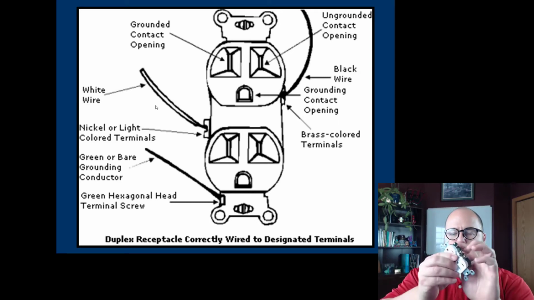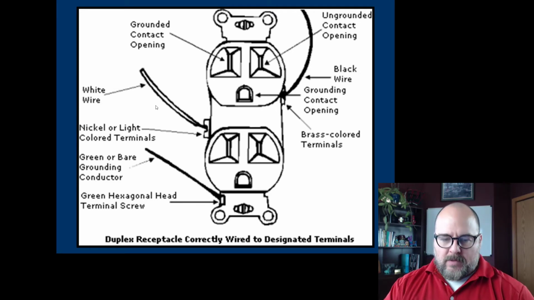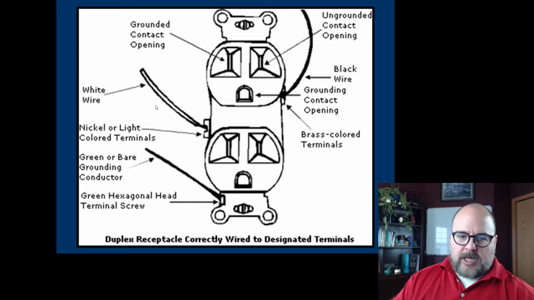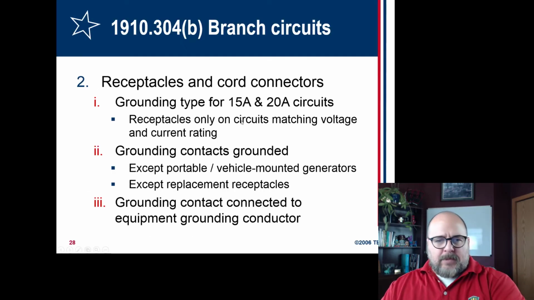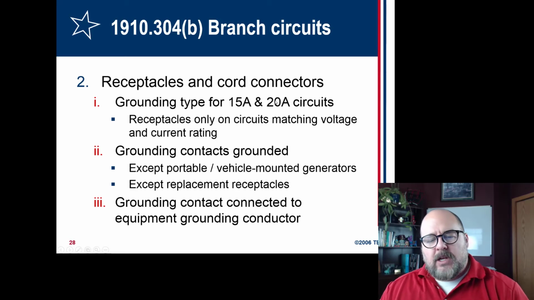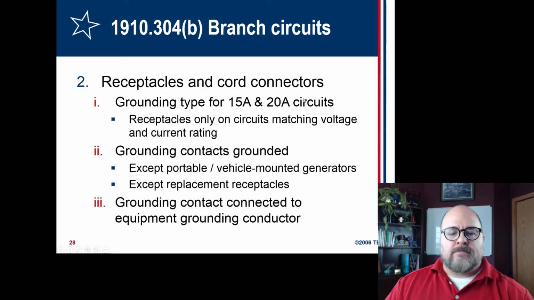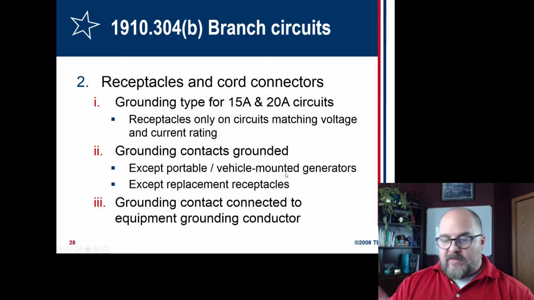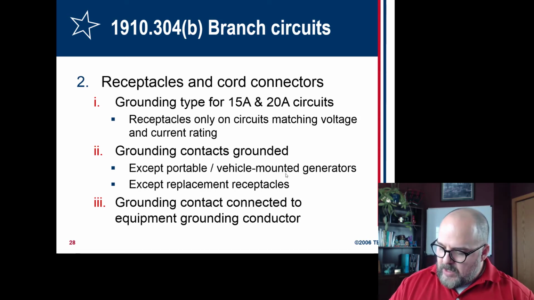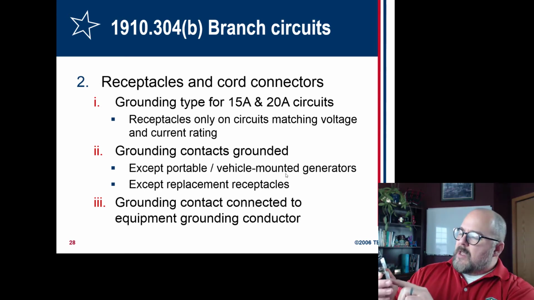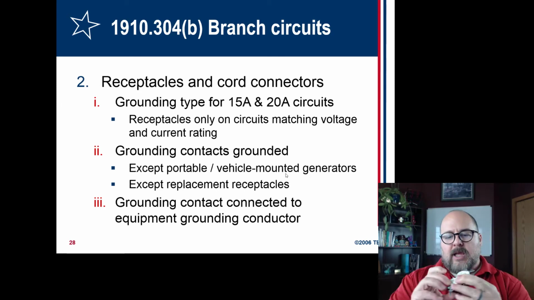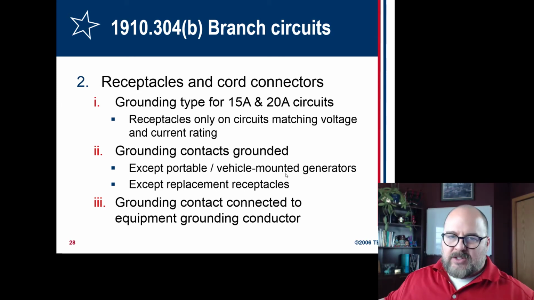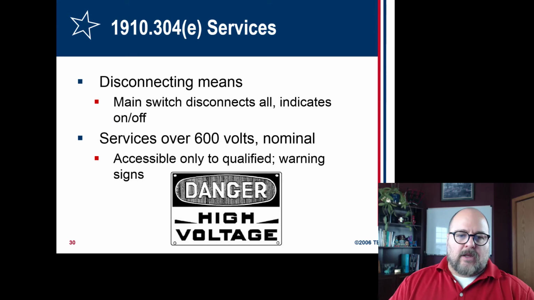And then also we've got the little green screw, and that's ground. So you're supposed to hook up the lines properly, and you can test whether that is there or not. Receptacles and cord connectors, ground type for 15 amp and 20 amp circuits, which is typical for home. Grounding contacts need to be grounded, and you can test that. I've got a tester and I'll show that in the next video. So you got the ground, and I believe the smaller hole is the hot and the bigger hole is the neutral. You need to know that.